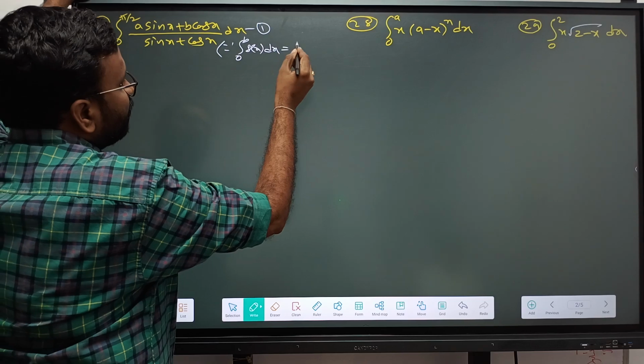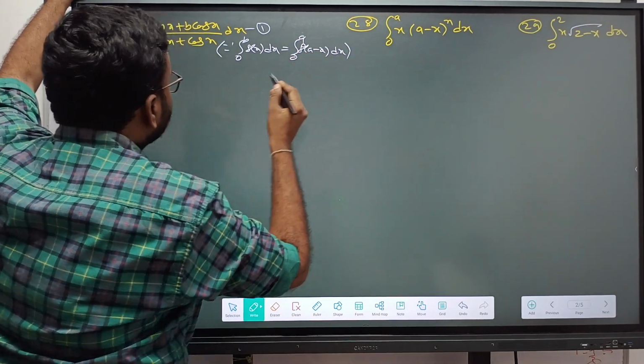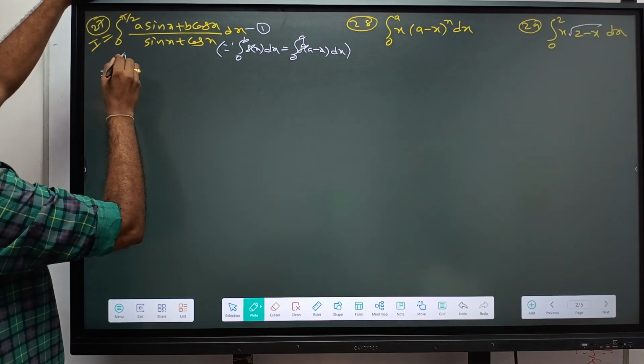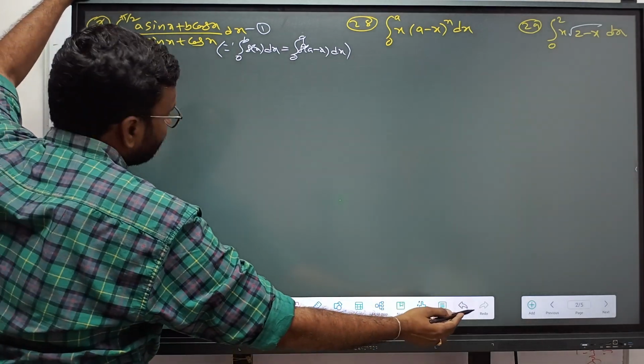Integral 0 to a f of x dx is equal to integral 0 to a f of a minus x dx. Okay? So which is equal to integral 0 to pi by 2 a sin. Here directly we can write now.